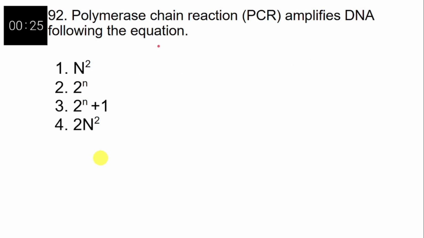So the number of cycles in PCR is 30. If we have to duplicate 30 times, you will have to write it like this, 2 to the power 30, and you will get 1 billion copies. So the answer will be option number 2.